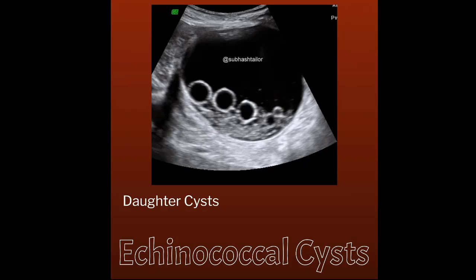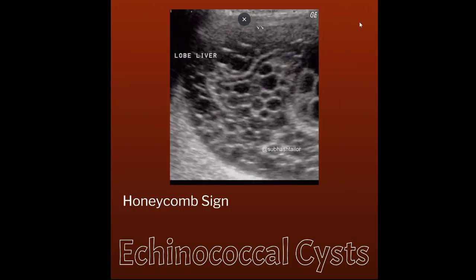Those are going to be called cumulus oophorus cysts, where you have these tiny little clusters of cysts that look like they're in one another on the ovaries. So true daughter cysts are related only to echinococcal cysts, which are typically found within the liver. Lastly, then we can also have the honeycomb sign. And the honeycomb sign then is going to be the whole cystic area with tiny little cysts within.